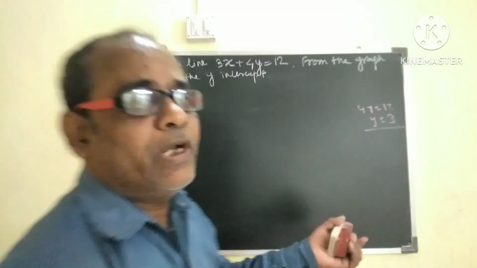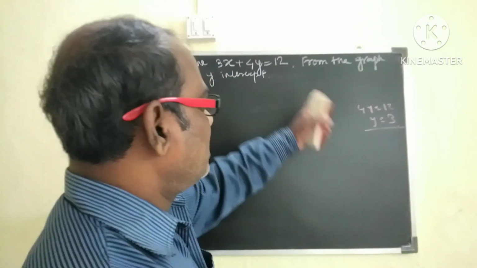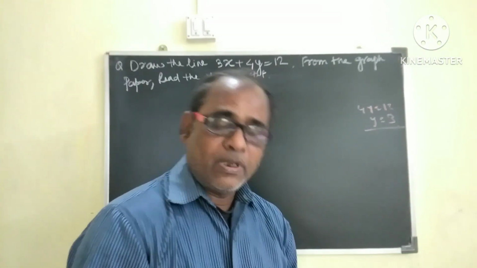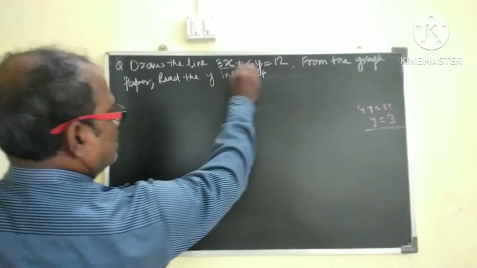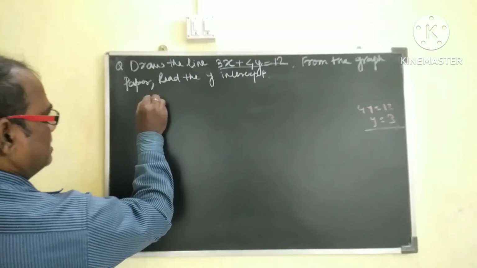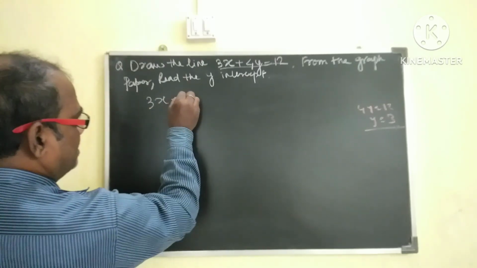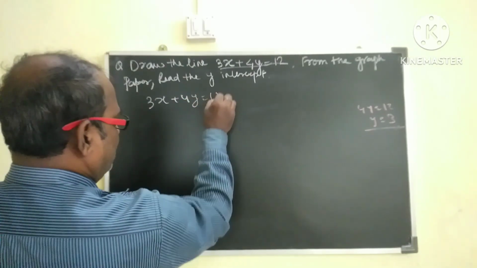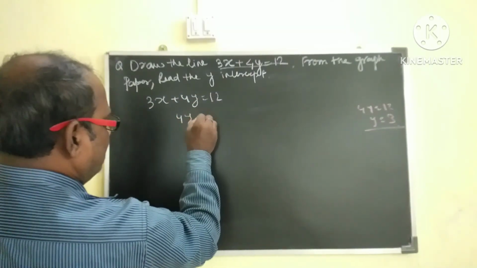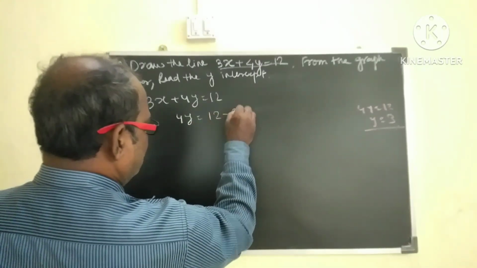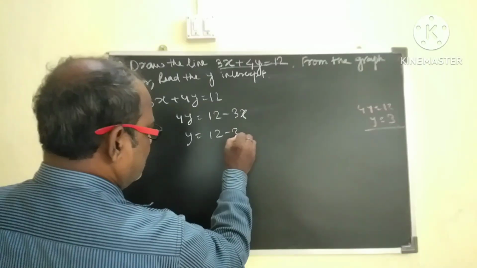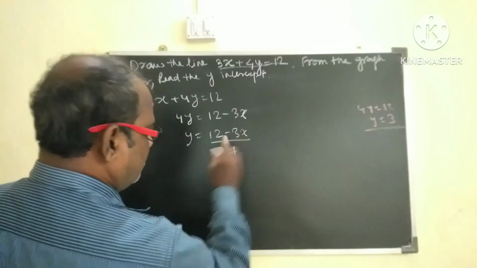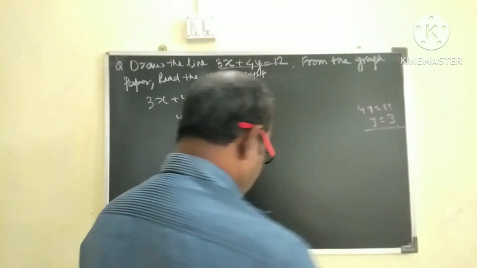This we can know before, but we have to draw the graph and from the graph find out the y-intercept. So let us take this line first and write the points as 3x plus 4y equals 12, 4y equals 12 minus 3x, y equals (12 minus 3x) by 4. Now we have to find out the points.